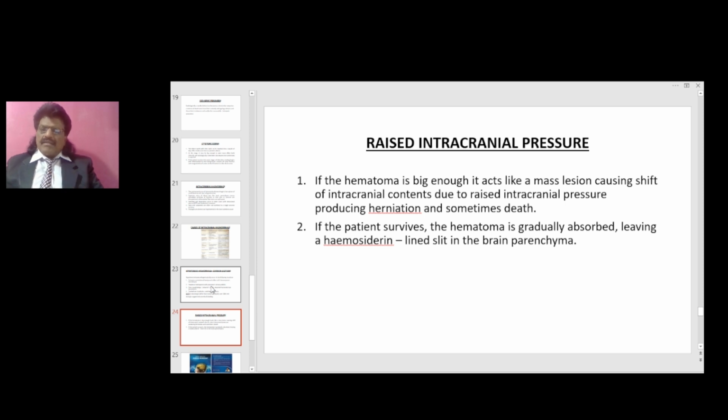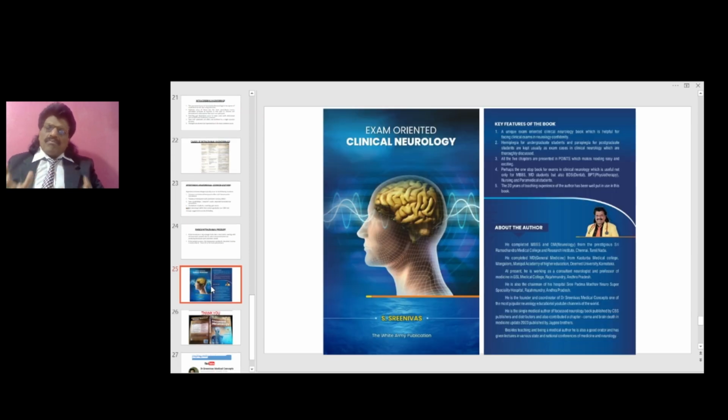Raised intracranial pressure. If the hematoma is big enough, it acts like a mass lesion, causing shift of intracranial content due to raised intracranial pressure, producing herniation and sometimes death. If the patient survives, the hematoma is gradually absorbed, leaving a hemosiderin line slit in the brain parenchyma. So these are all the important concepts of the clinical manifestations of stroke.